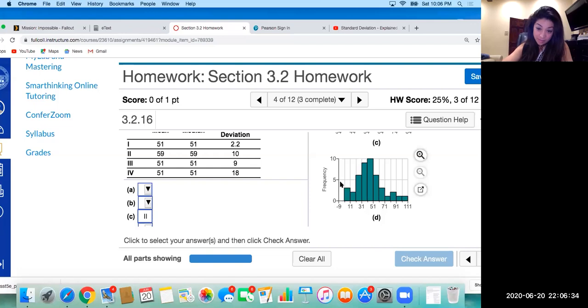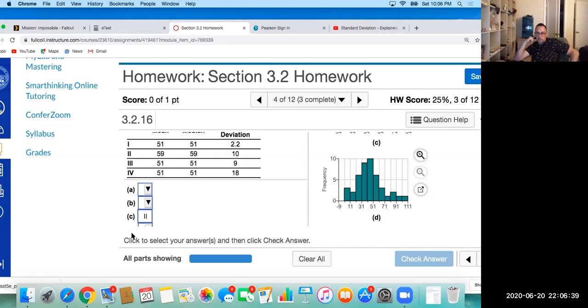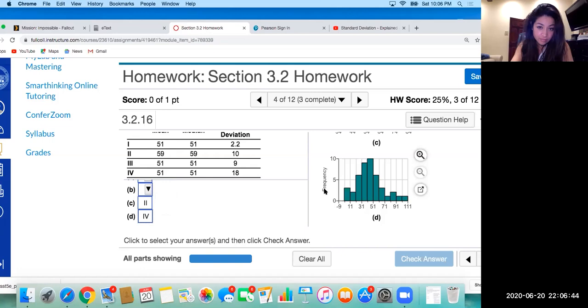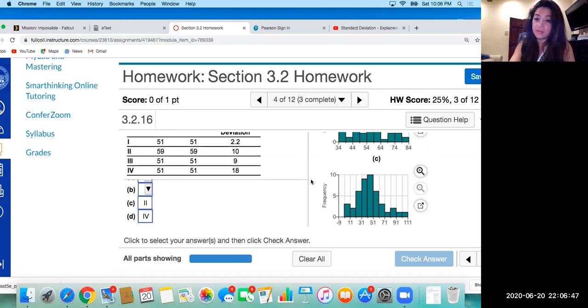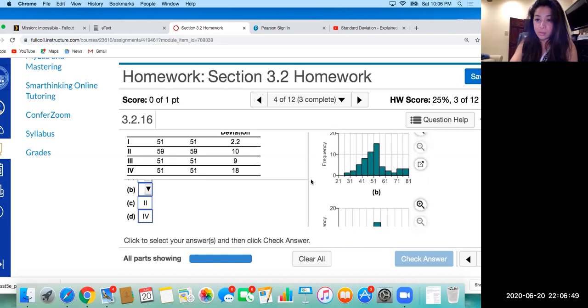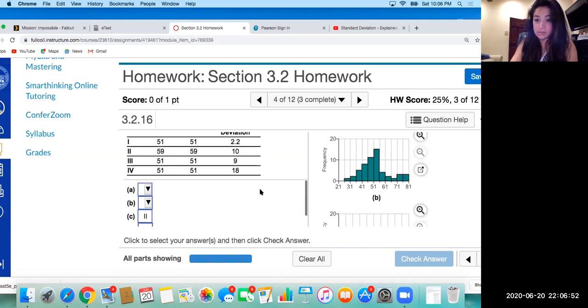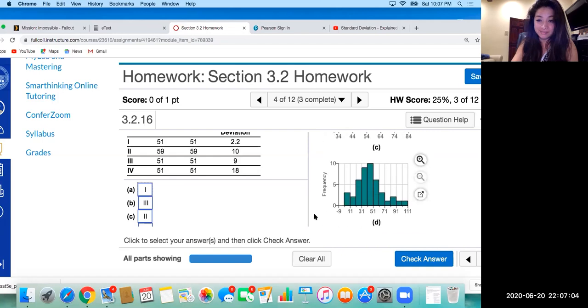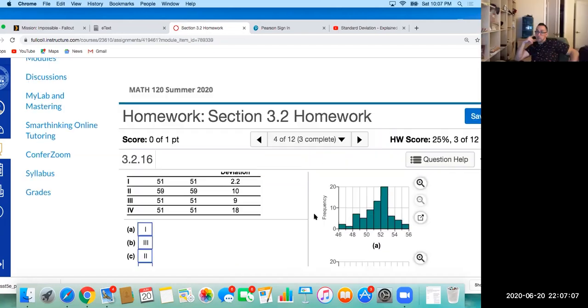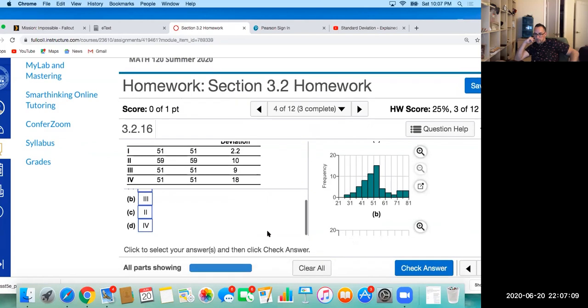So D will be 5 because that's the biggest, correct? Yes. 4. Yeah. Okay. Now we got C. B, we said it was like 60, and that will be 9, 3, 1. Am I right? Yes. Yes, you are. I think you are right.